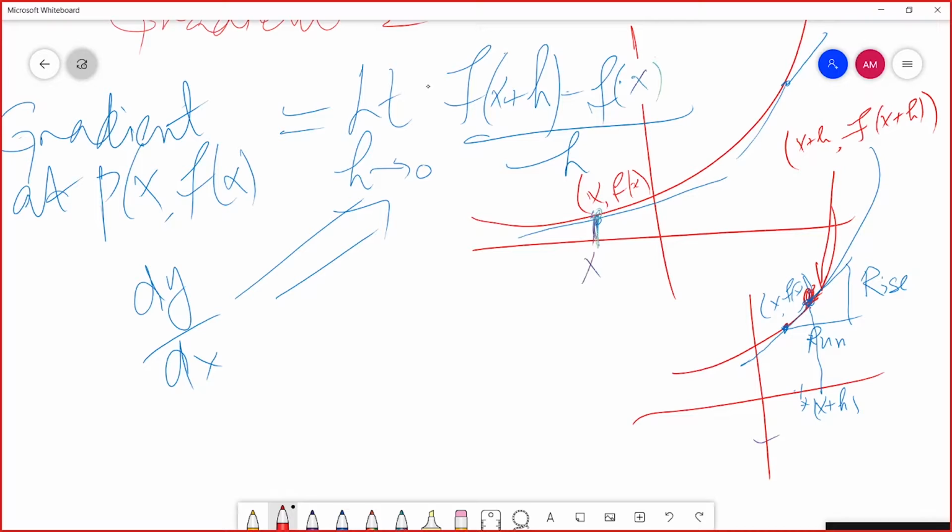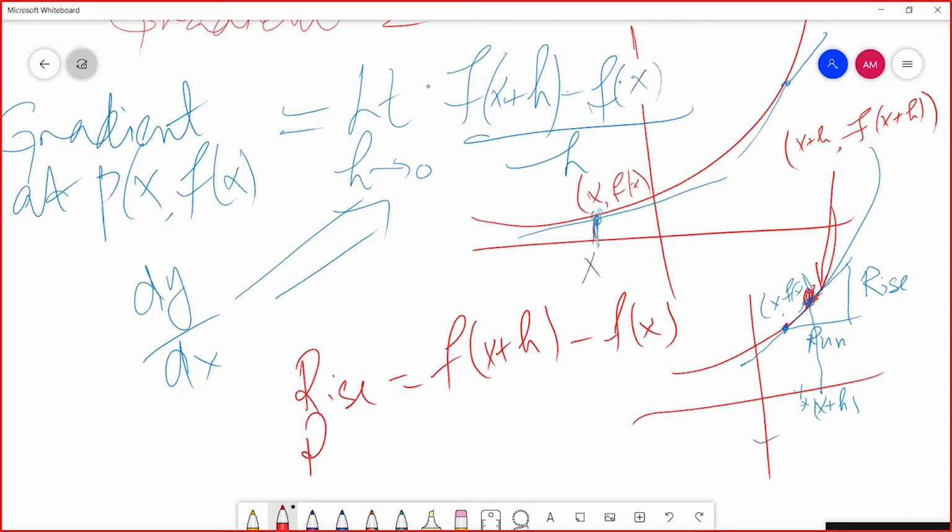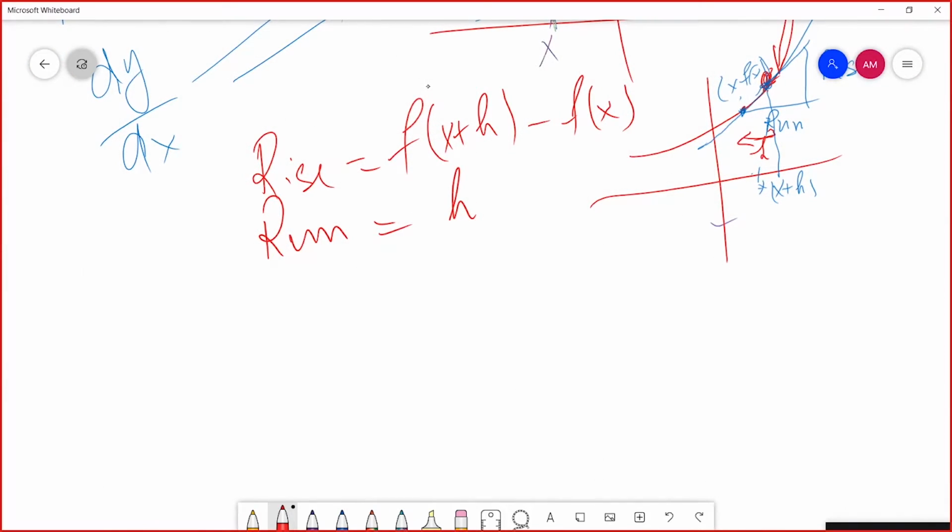So the rise would be f(x + h) minus f(x). Do you see that? And the run would be h. Do you see that? Yep. This is h. And you are right.